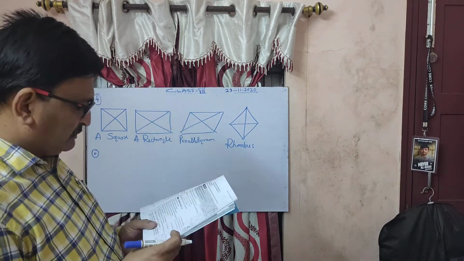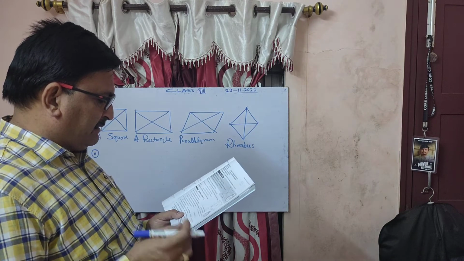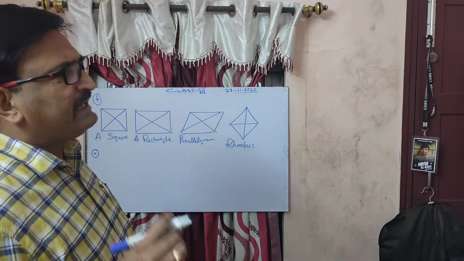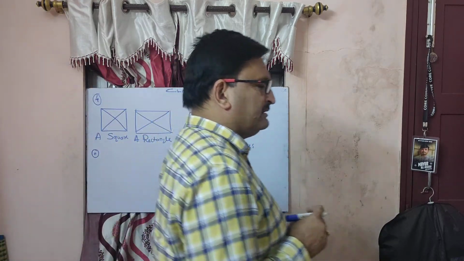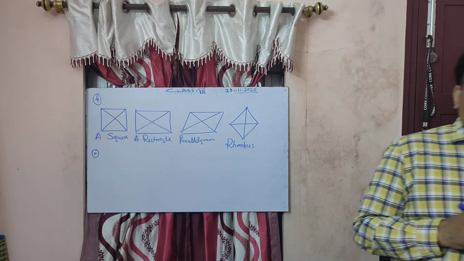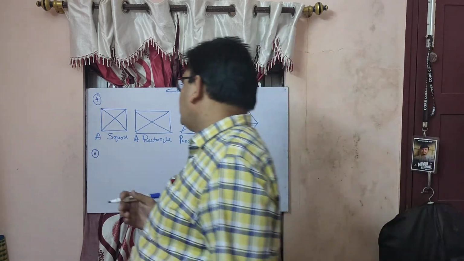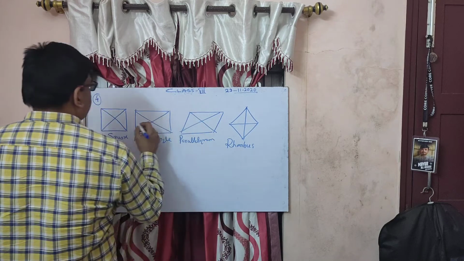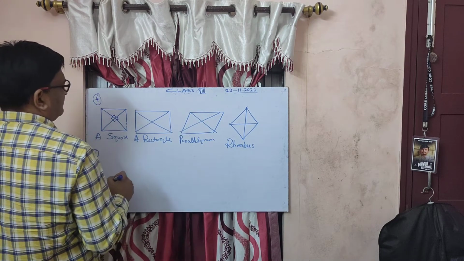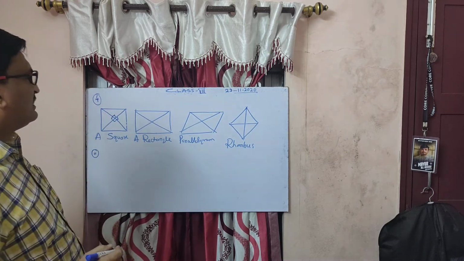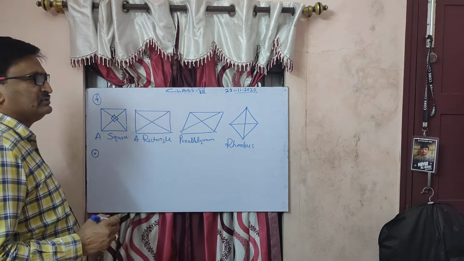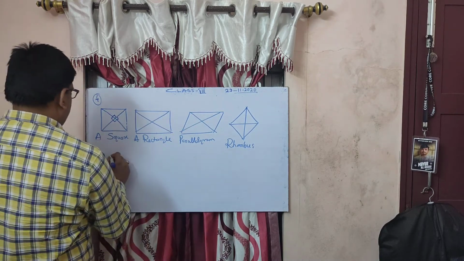Name the quadrilaterals whose diagonals are perpendicular bisectors of each other. Perpendicular bisector means bisect at 90 degrees. Here they make 90 degrees, here also they make 90 degrees. So this is called perpendicular bisectors. So what are those? First one, a square.